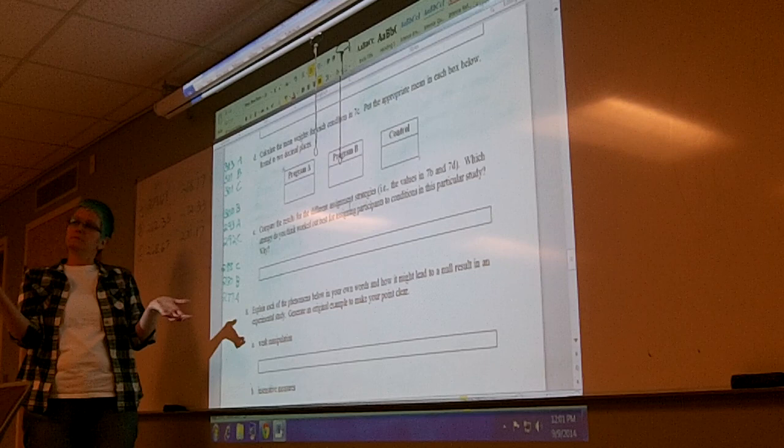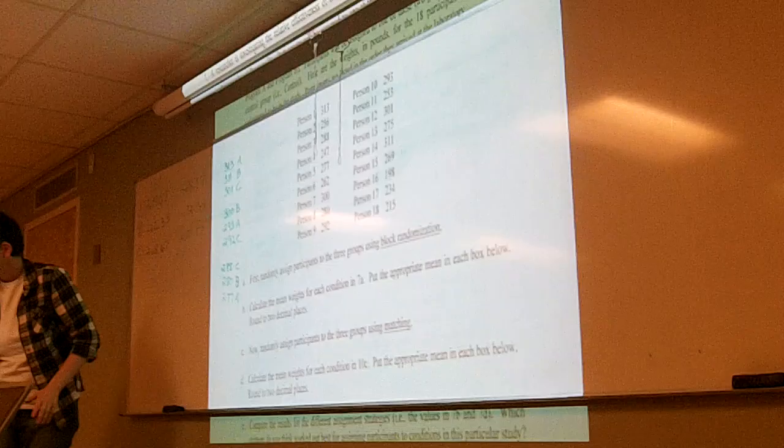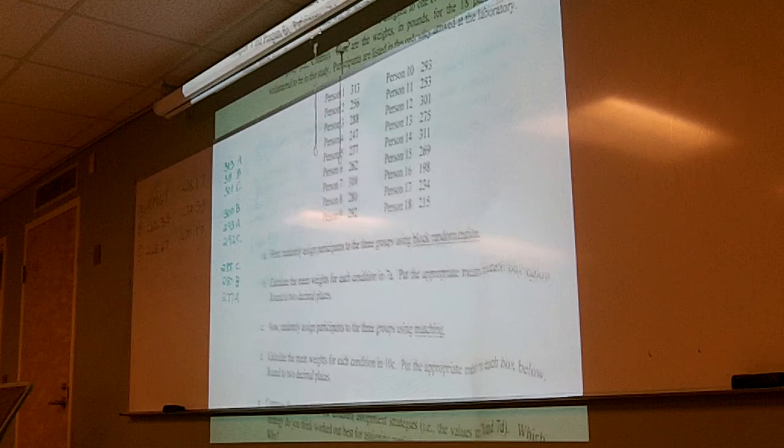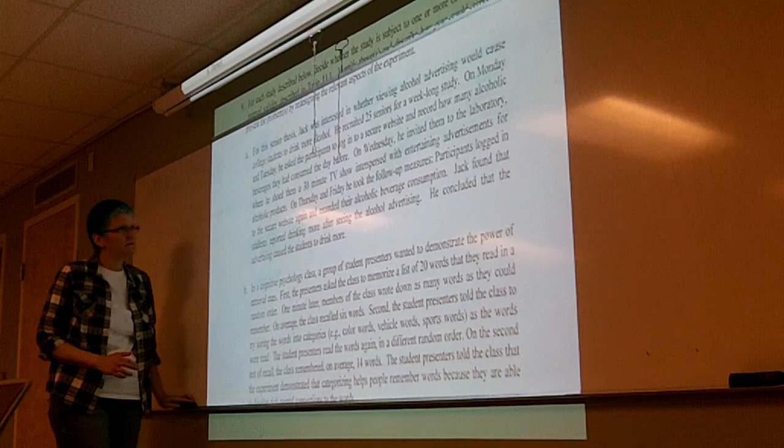Yes? All right. Let's see. What's our next choice? Our next choice is... Oh, I think this is what people want to play with. Okay. Number 9. This is the one on threats to internal validity.